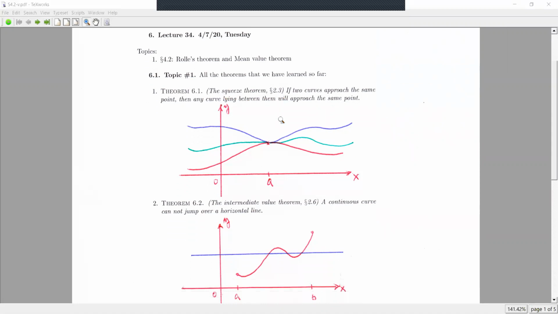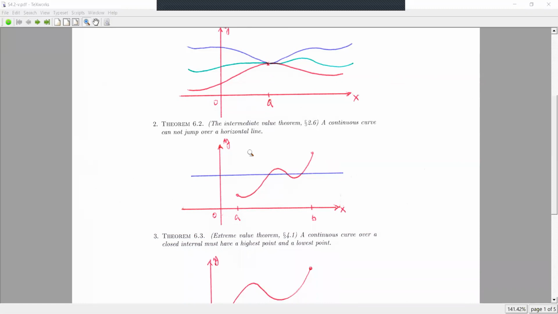Essentially, this theorem says that if two curves approach the same point, then any curve lying between them will approach the same point. Here, the blue curve and the red curve approach the same point. The green curve is a curve between them. Graphically, we can see that the green curve also approaches the same point.